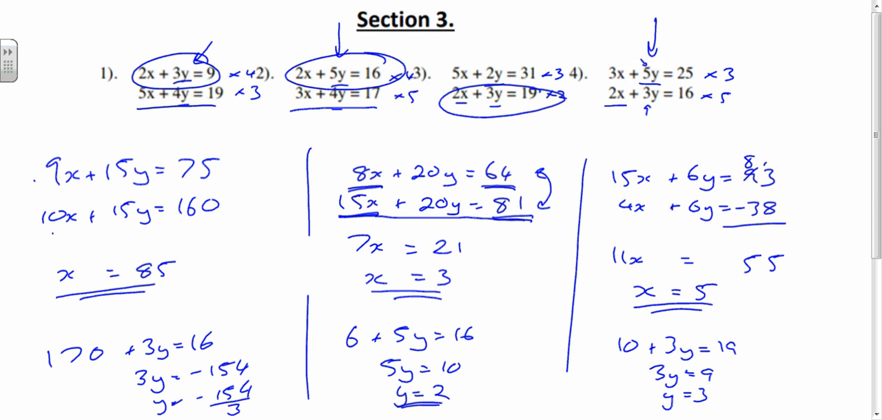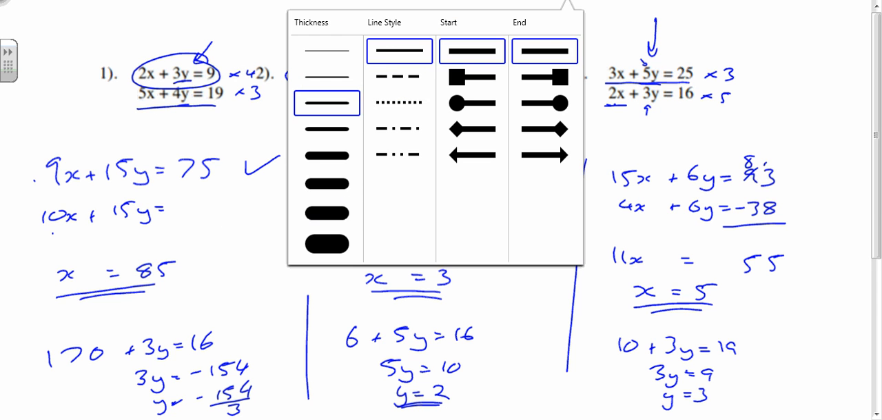That doesn't sound right to me, so let's just go back and double check our workings. So we're timesing this thing by 3. So 3 lots of 3x is 9x. 3 lots of 5y is 15y. 3 lots of 25 is 75. So that's good. I now see what I've done. 5 times 2x is 10x. 5 times 3y is 15y. But 5 times 16 isn't 160. It is 80.